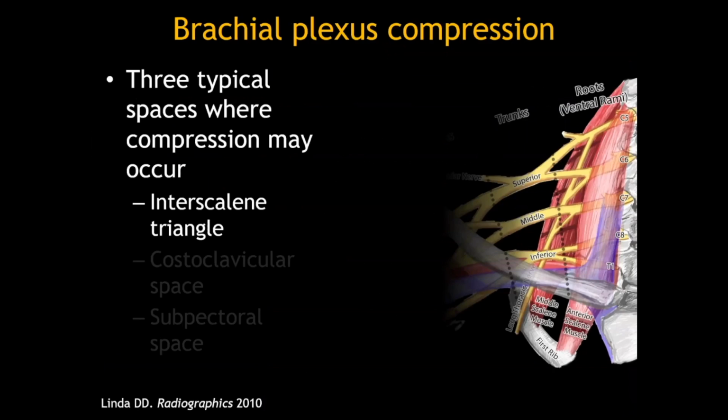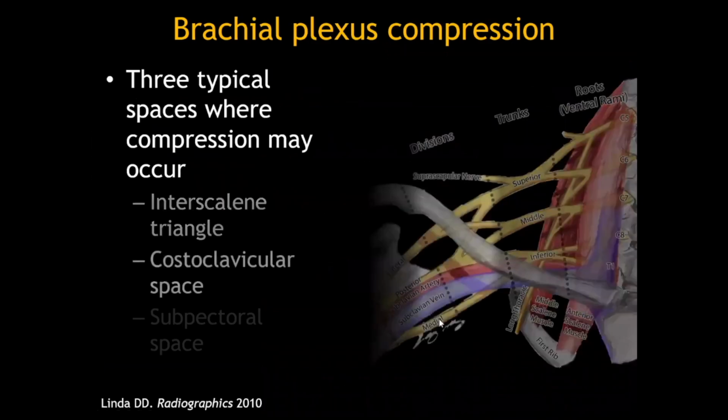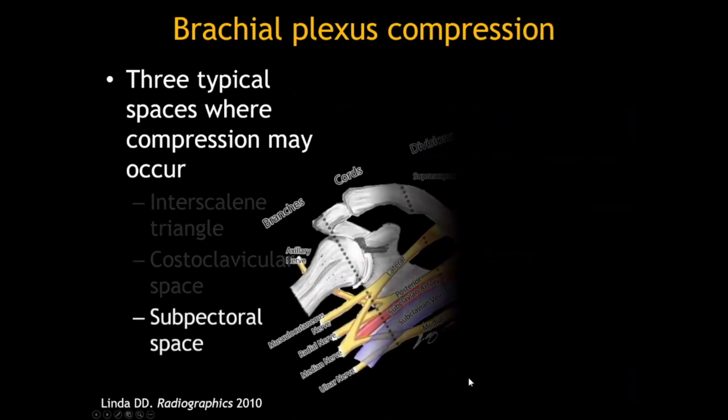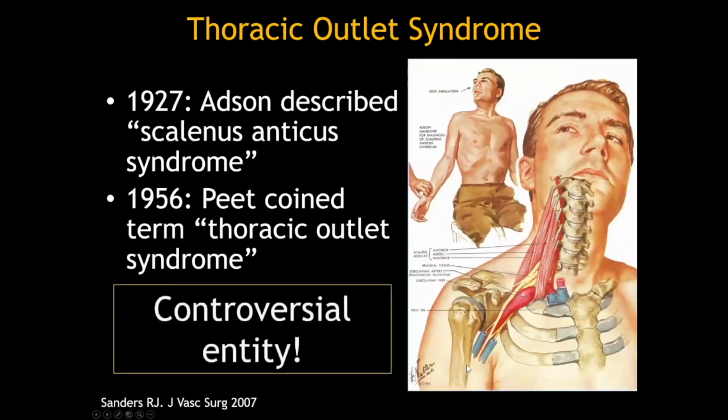There are several sites of compression that can occur. This can again be in any one of these three spaces, the interscalene triangle, the costoclavicular space, or the subpectoral space. But more commonly, you're going to see this in the costoclavicular space, so that space between the clavicle and the first rib. And this gives rise to the discussion of thoracic outlet syndrome.